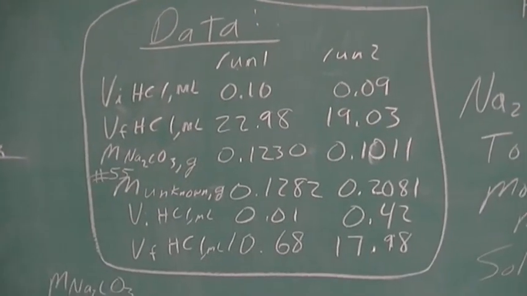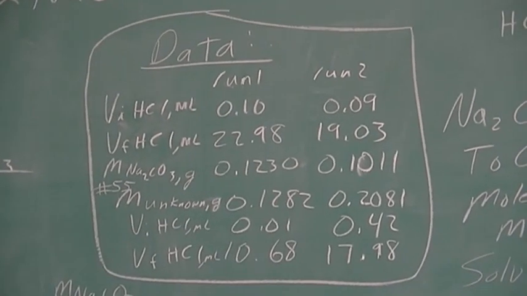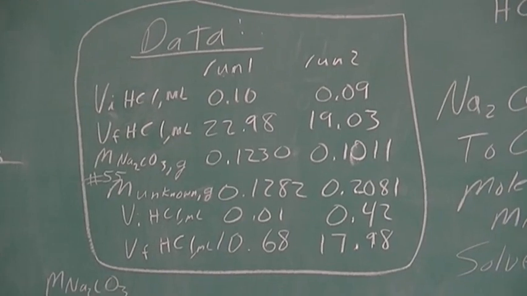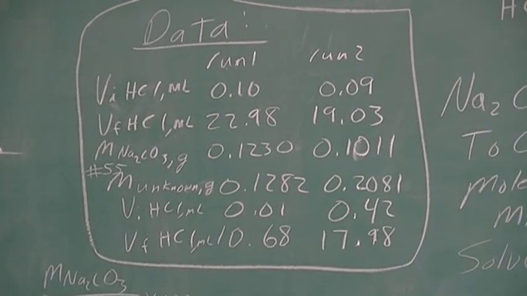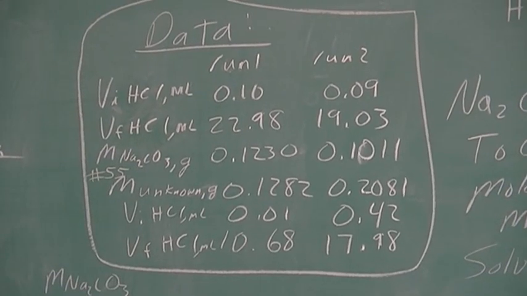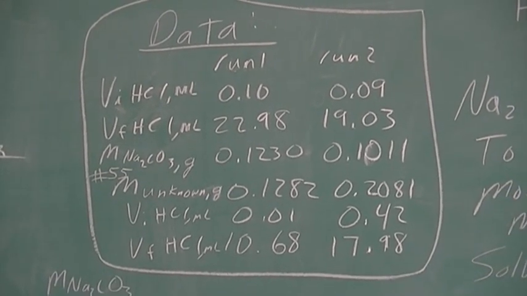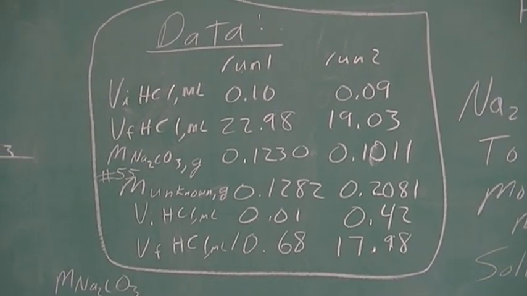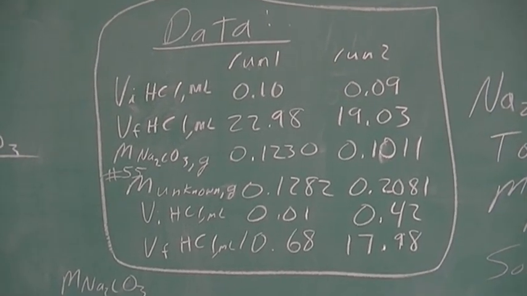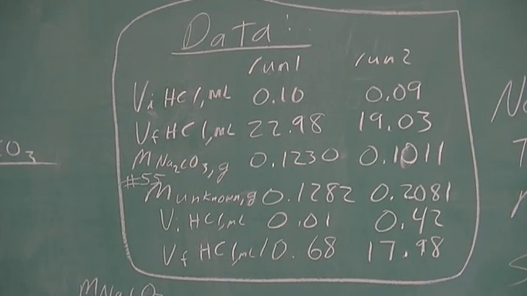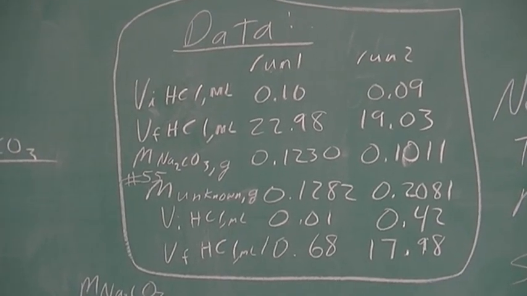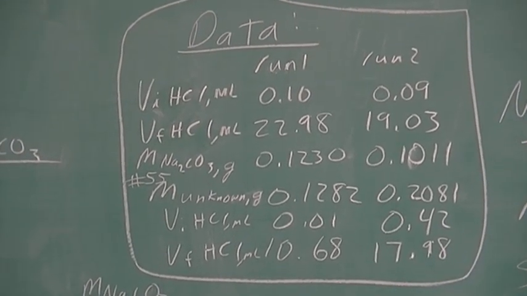All right, so I have done runs 1 and 2 already, and here are the results. In the initial run, your initial volume of HCl was 0.10. The final volume of HCl, 22.98, was required to neutralize 0.1230 grams of pure sodium carbonate.